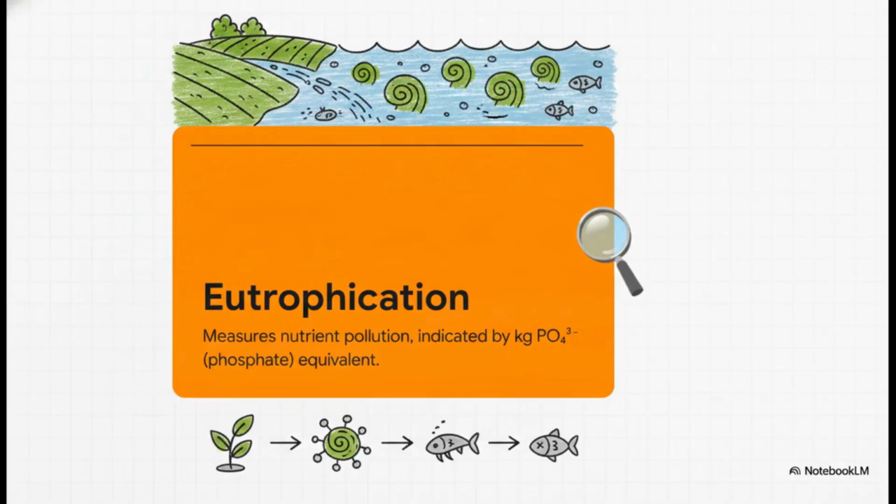I want to pause on this specific definition, mostly because it's so often misunderstood by students. Eutrophication. It specifically tracks nutrient pollution. When excess nutrients, measured in phosphite equivalents, run off into water systems, they trigger rapid plant growth, like those harmful algal blooms you hear about on the news. This depletes the oxygen in the water and completely chokes out marine life. So when you see eutrophication in an LCI, just think nutrient overload.